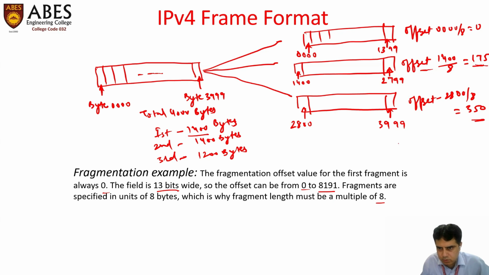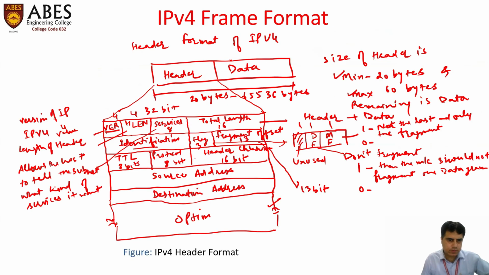Suppose here the value is 175 into 8. So before that, 1400 bytes we already delivered at the destination. Next field is TTL, time to live.